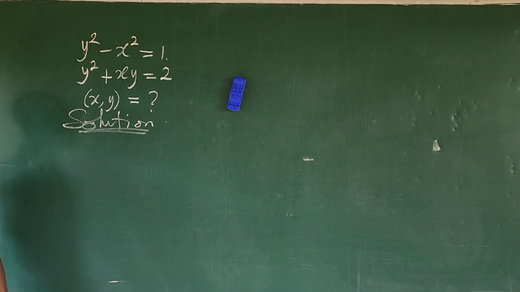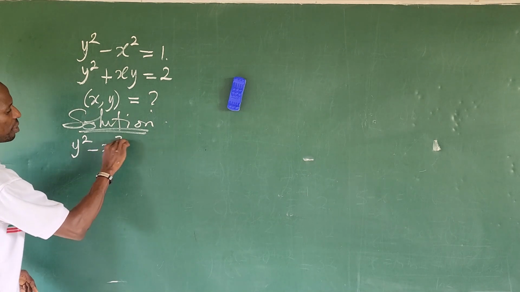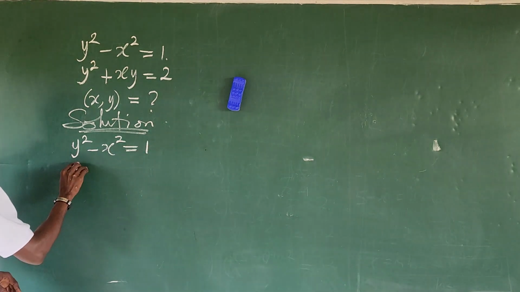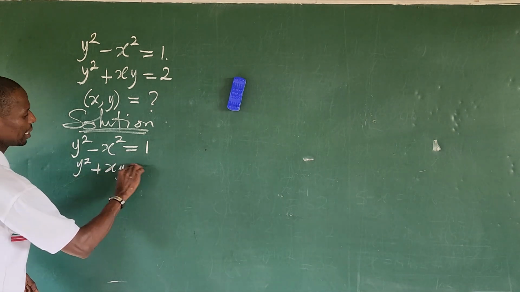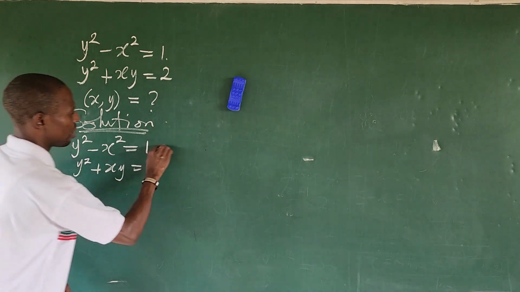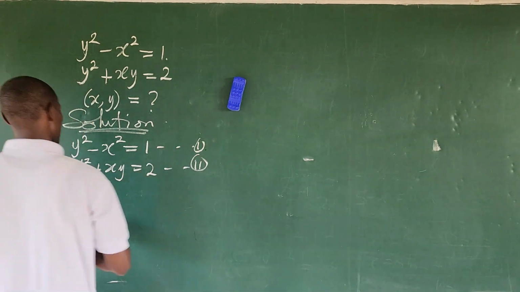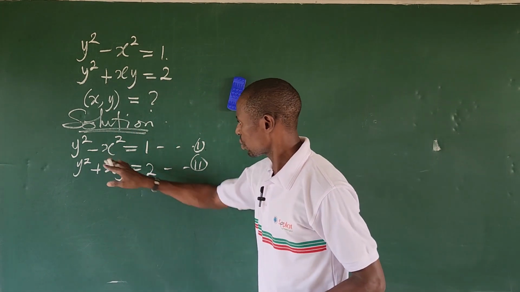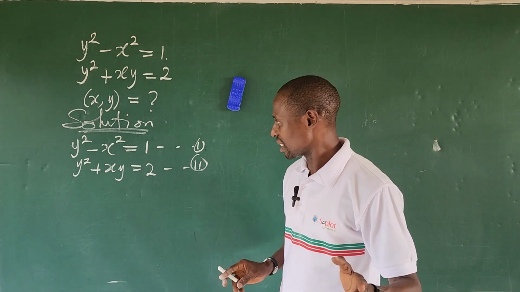All right. So we put down our question, which is y to the power of 2 minus x to the power of 2 equal to 1, and y to the power of 2 plus xy equal to 2. What I will do here, I will call this equation 1 and this equation 2. Now, if you look at equation 1, we can derive an algebraic identity from here.